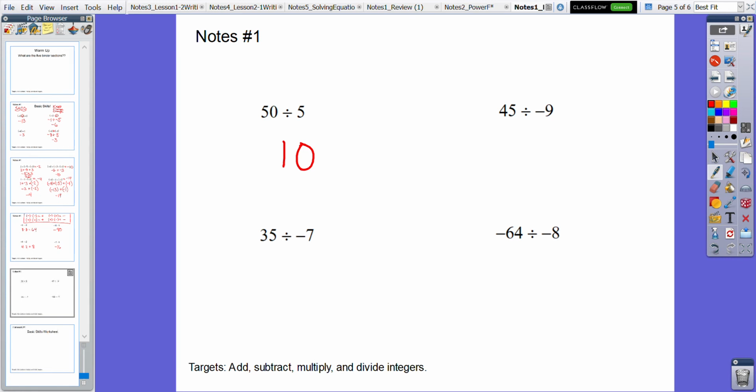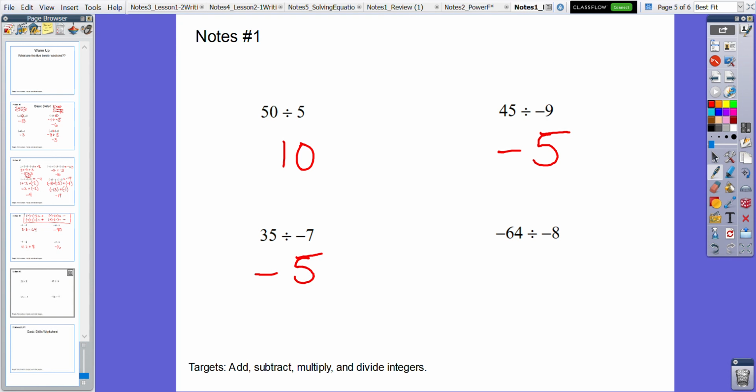Looking at the next one to the right here, 45 divided by negative 9. Okay, going to the right here, a positive divided by a negative means that my answer is going to be negative. So let's see here, how many times does 9 go into 45? That's going to give me 5. Okay, so the answer for the next one is negative 5. Okay, and then for 35 divided by negative 7, once again, a positive divided by a negative gives me a negative. How many times does 7 go into 35? That's going to give me, once again, negative 5.